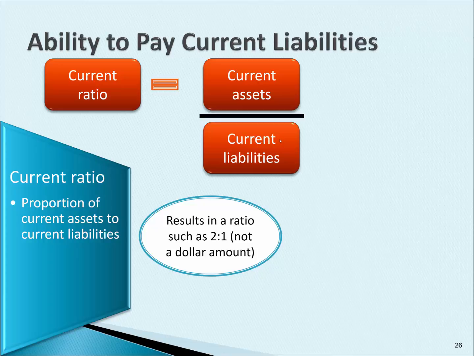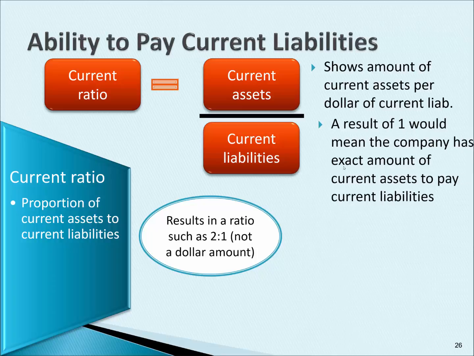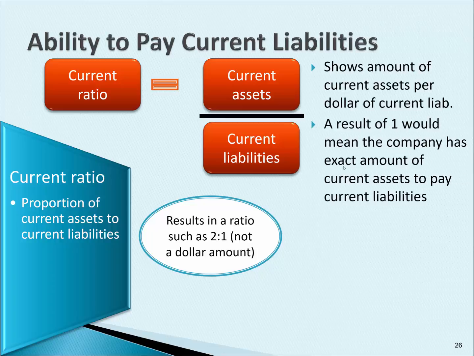So if there's a ratio of 2 to 1, that means you have $2 of the item on top, current assets, for every dollar of the item on the bottom. So that would mean you have $2 of current assets to pay $1 of current liabilities. A result of 1 would mean the company has the exact amount of current assets to pay current liabilities.